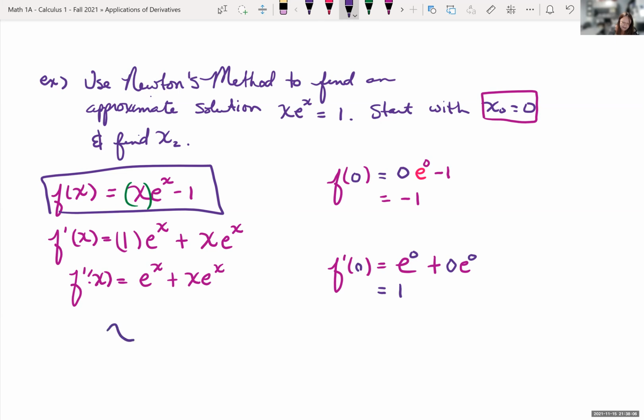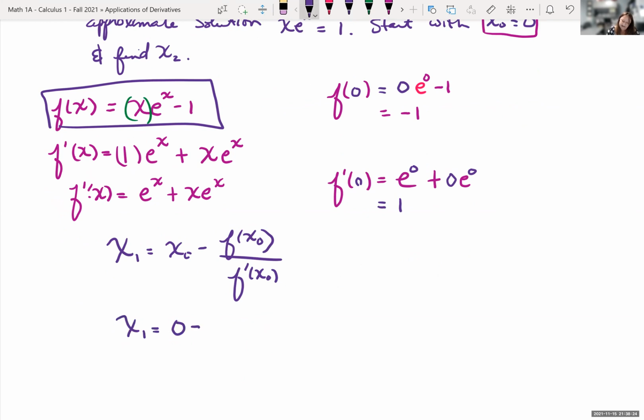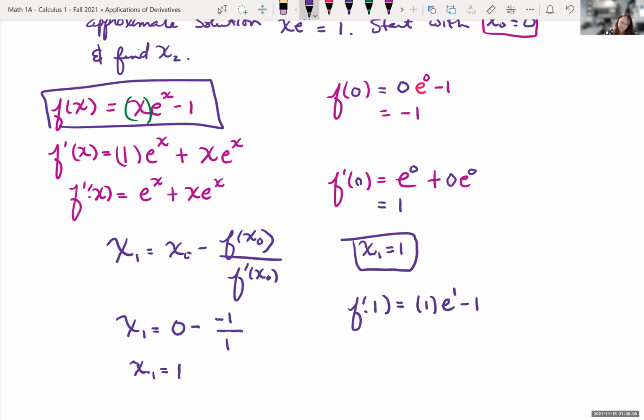And so x sub 1, the next value we're going to look at, is the same thing as x sub 0 minus f of x sub 0 over the derivative f prime of x sub 0. So our x sub 1 value is 0 minus f of x sub 0, which was negative 1, so minus a negative 1, divided by f prime of 0, which was 1. So our x sub 1 value is now equal to 1. We now need to find x sub 2. So we need to look at the original function evaluated at 1. We have 1 times e to the 1 minus 1. For now, I'm going to just leave it as e minus 1.